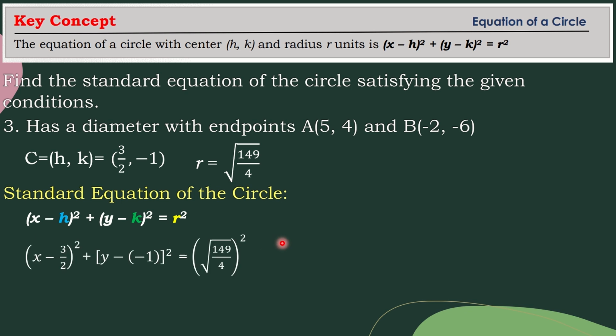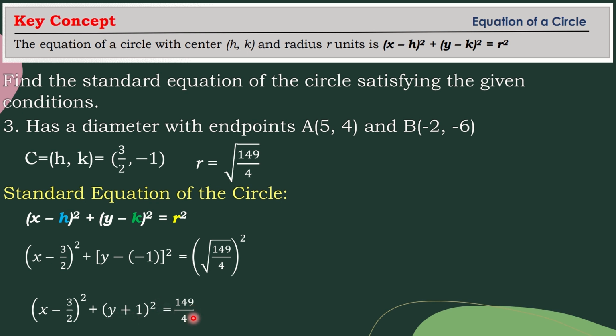So therefore, this would become the quantity of x minus your h, which is 3 halves, squared, plus the quantity of y minus your k value, which is negative 1, and then squared, equals the square root of 149 over 4 as your value of r, and then squared. Then simplify. That would become the quantity of x minus 3 halves squared plus the quantity of y plus 1 squared is equal to 149 over 4.